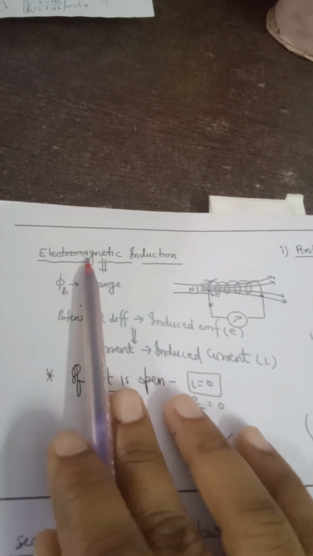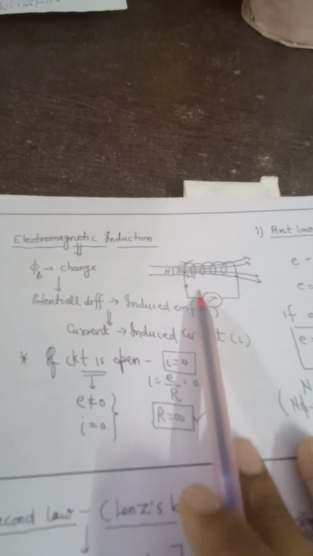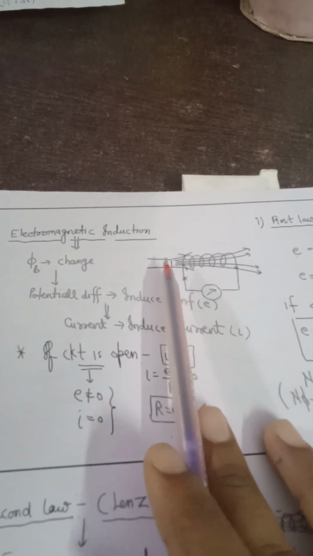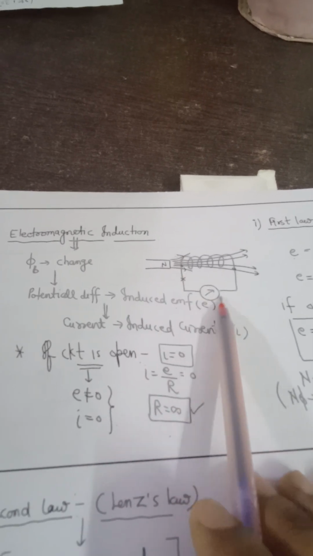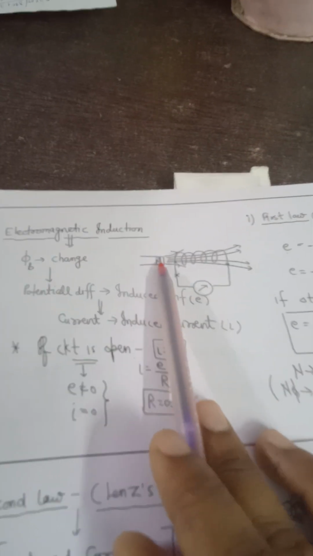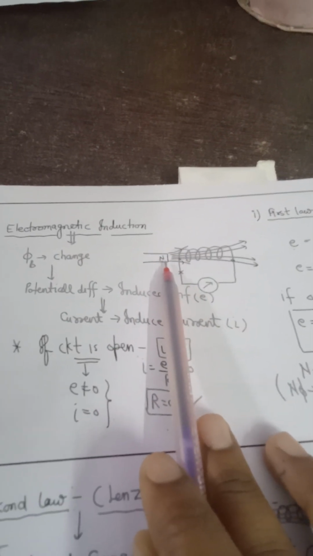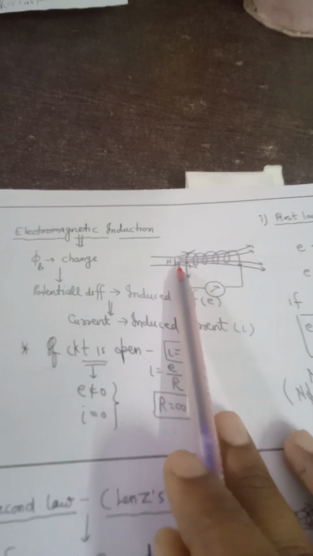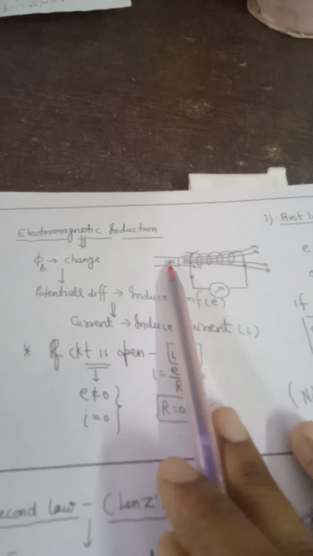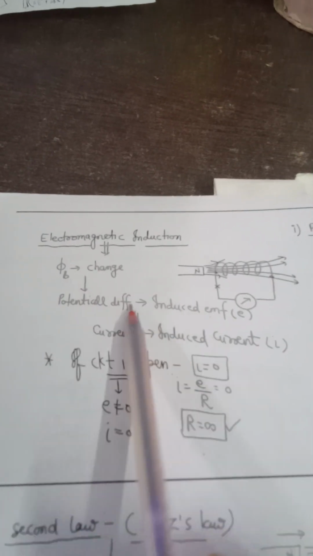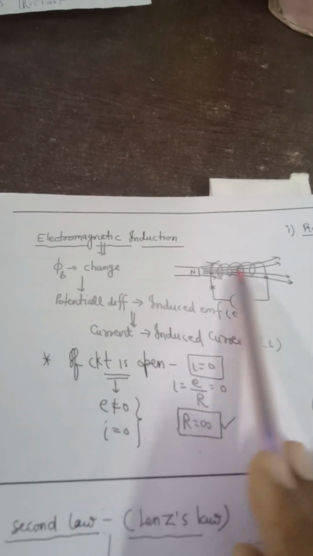Now we are discussing electromagnetic induction. So this is the circuit. When there is no battery, but a magnet comes near the circuit, then an electromagnetic field is produced, and phi B will change, meaning the flux changes.